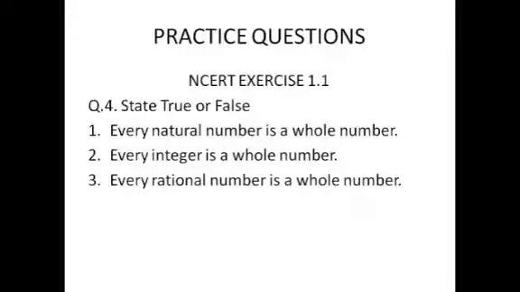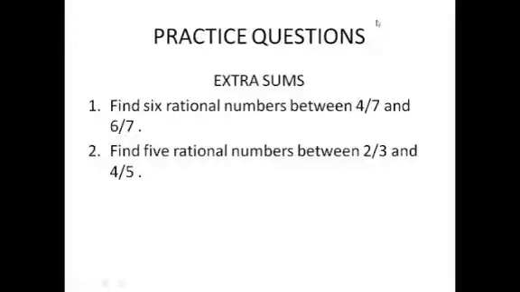You have to do it on your own so that you could improve your skill. The second question is, every integer is a whole number. The third question is, every rational number is a whole number. Since maths is all about improving your skills, for the betterment of your skills, let us try to practice a few extra sums. Now, after today's session, you have to practice a few questions. The first question is to find 6 rational numbers between 4 upon 7 and 6 upon 7. The second question is to find 5 rational numbers between 2 upon 3 and 4 upon 5.